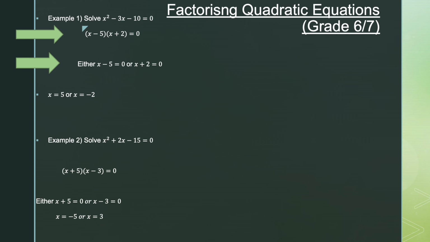Right, example 2, guys. Solve x squared plus 2x minus 15 equals 0. Again, two numbers that add to make plus 2 and multiply to make minus 15. Factors of 15 are 1 and 15, and 3 and 5. To make positive 2, it will be plus 5 minus 3. Minus 3 times plus 5 is minus 15, so that's correct. And plus 5 minus 3 gives me plus 2. So x plus 5, x minus 3.